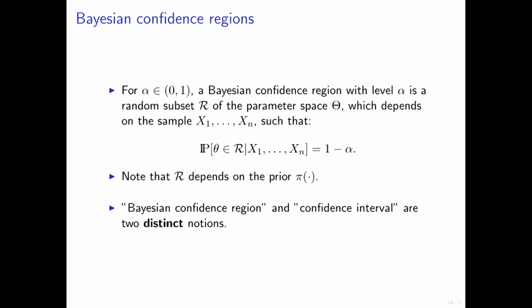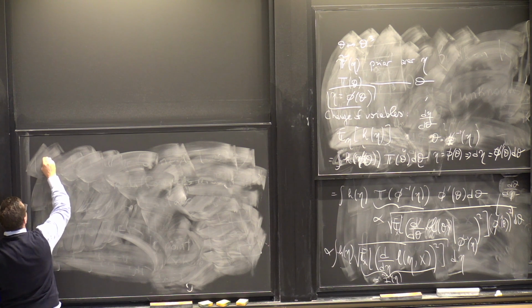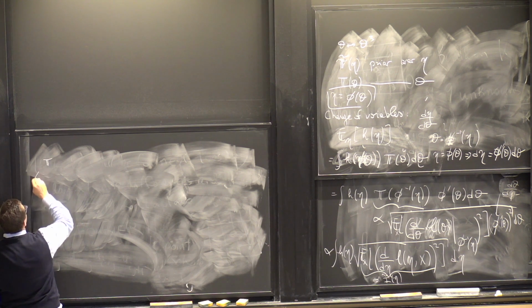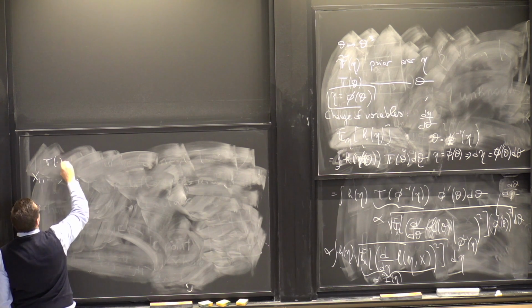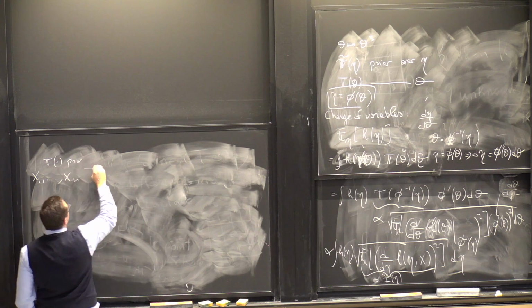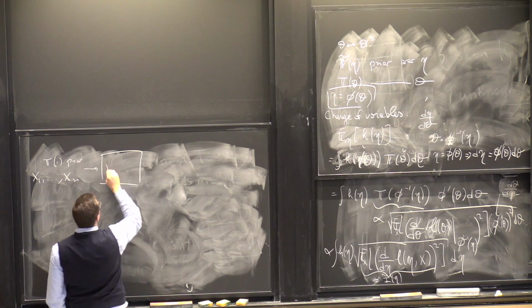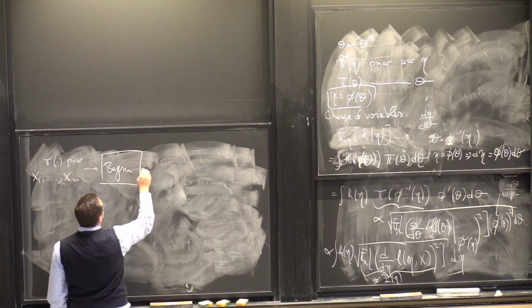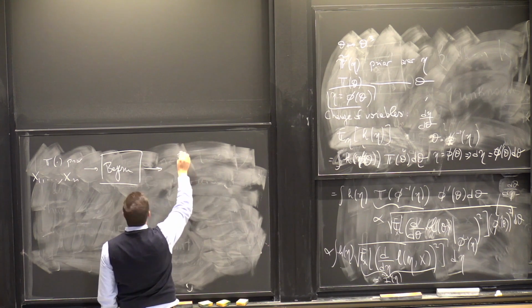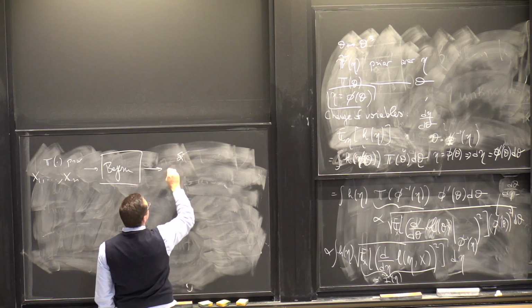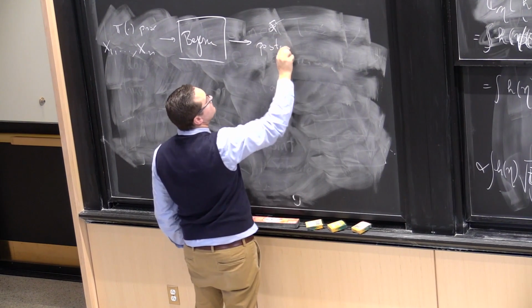One thing that you want to do once you have this: remember, when you compute your posterior, you start with a prior, and you have some observations, let's say x1 to xn. When you do Bayesian inference, rather than spitting out just some theta hat, which is an estimator for theta, you actually spit out an entire posterior distribution.